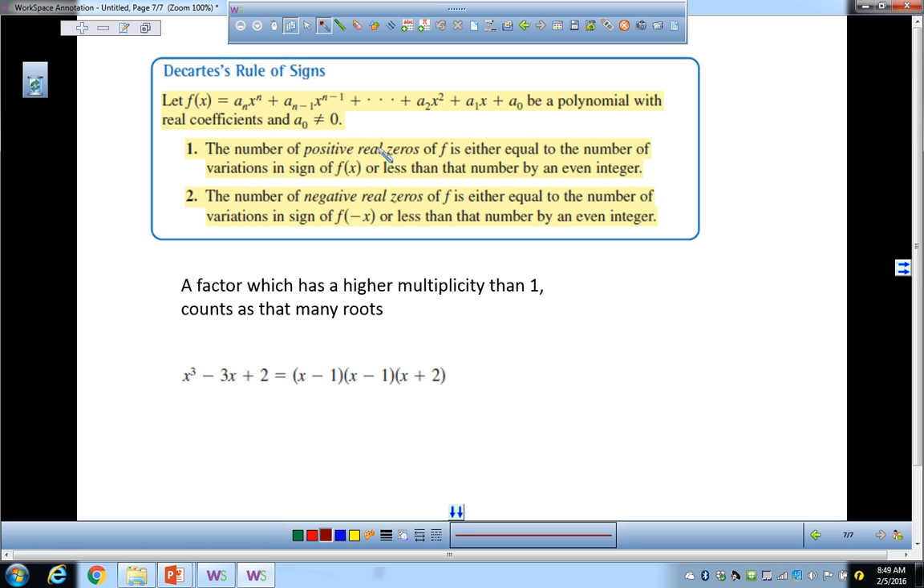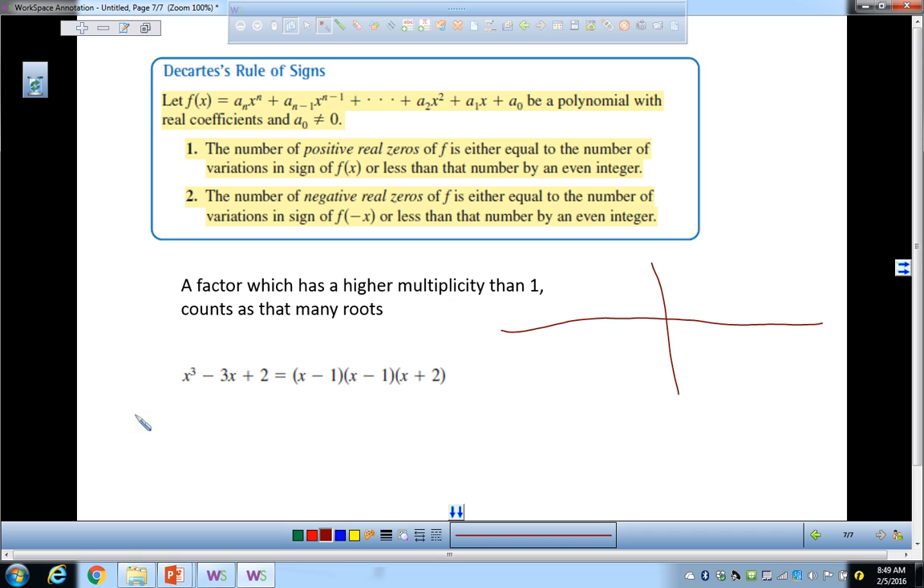The number of positive zeros of f is either equal to the number of variations in sign of f of x, or less than that number by an even integer. The number of negative real zeros of f is either equal to the number of variations in sign of f of negative x, or less than that number by an even integer: minus 2, minus 4, minus 6. A factor which has a higher multiplicity than 1 counts as that many. Okay? This is what this means.